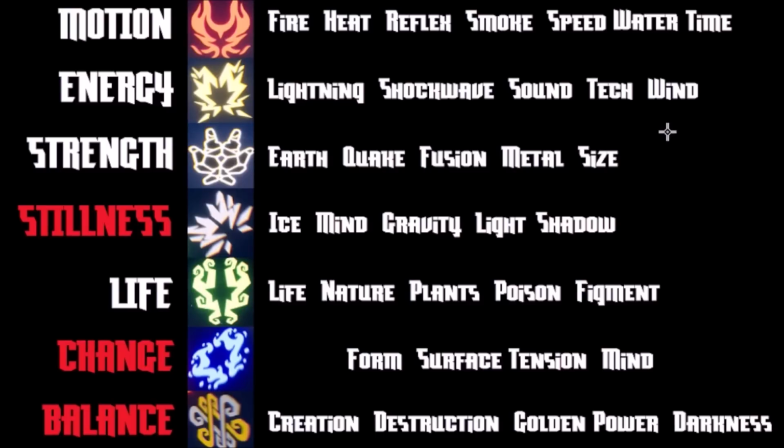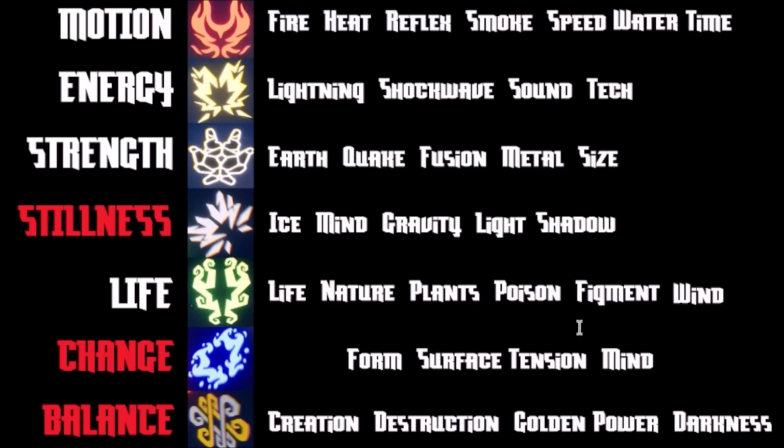Yeah, I feel like maybe in the case of wind, I might move that down to life, just because the life source dragon, at least to me, seems a little bit more nature themed. So a lot of the nature elemental powers would go into this one, with the obvious exceptions like earth and lightning and fire and all that. But life, nature, plants, poison, figment, and wind.